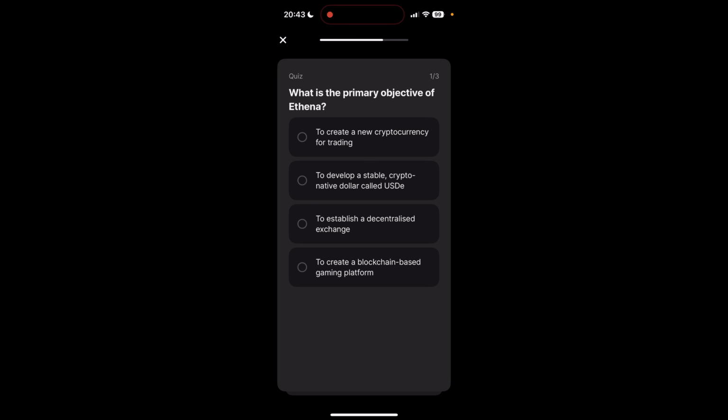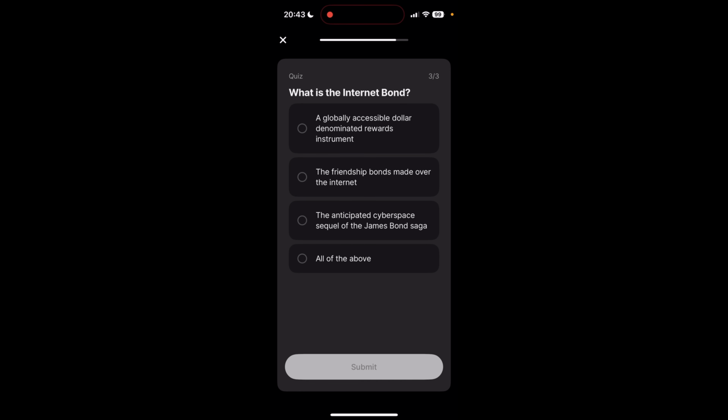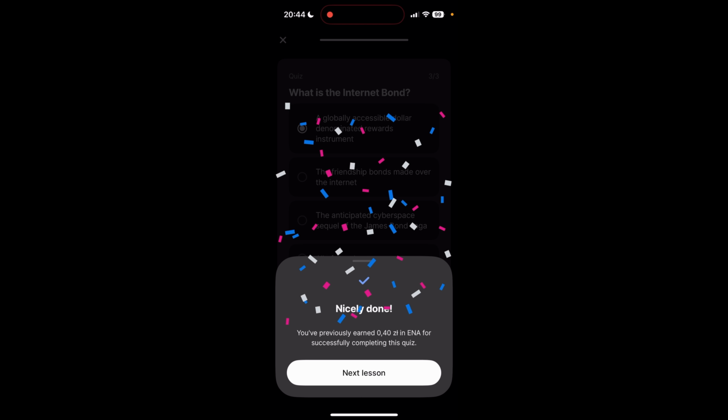What is the primary objective of Ethena? To develop a stable crypto-native dollar called USDe. How does USDe maintain its stability? By using derivatives to hedge asset values. What is the Internet Bond? A globally accessible dollar-denominated rewards instrument. And submit. Done. So we can go to lesson number 2.